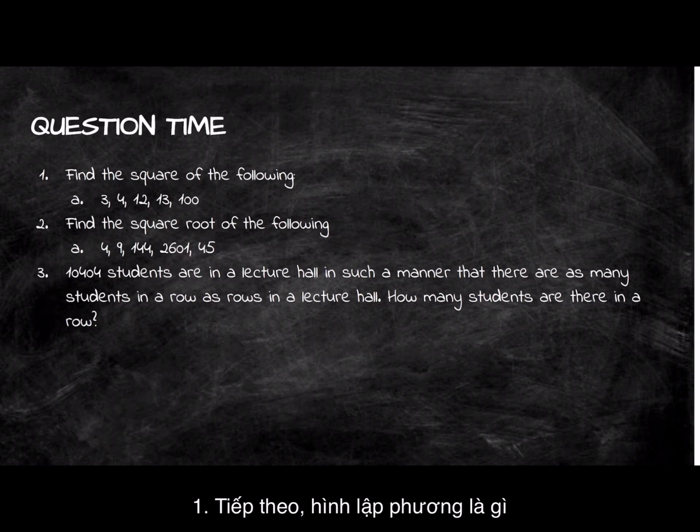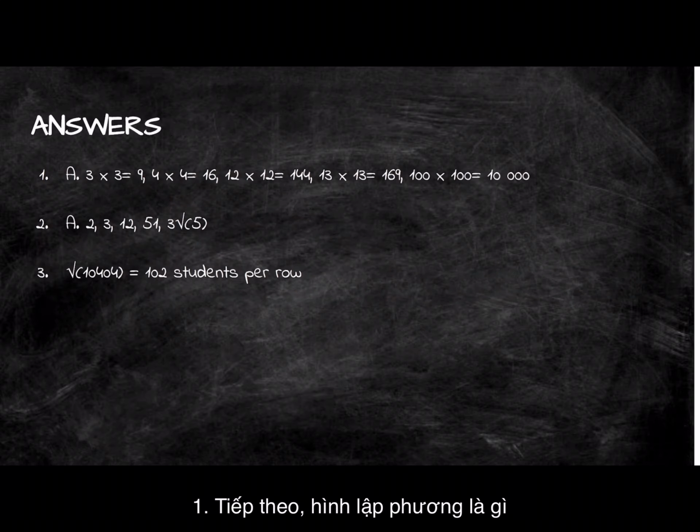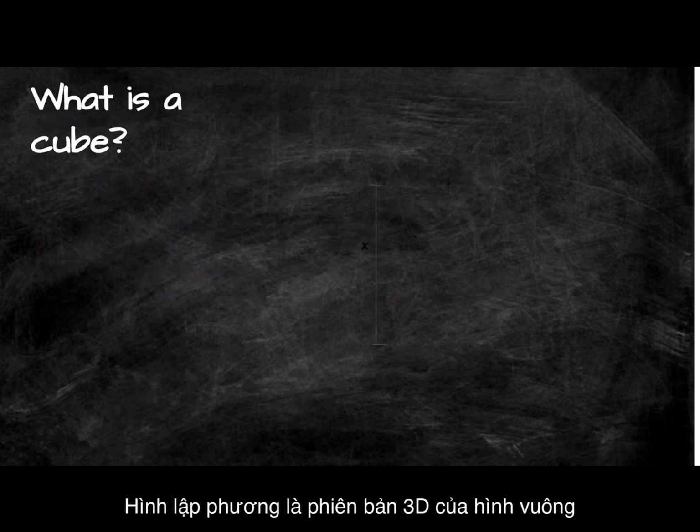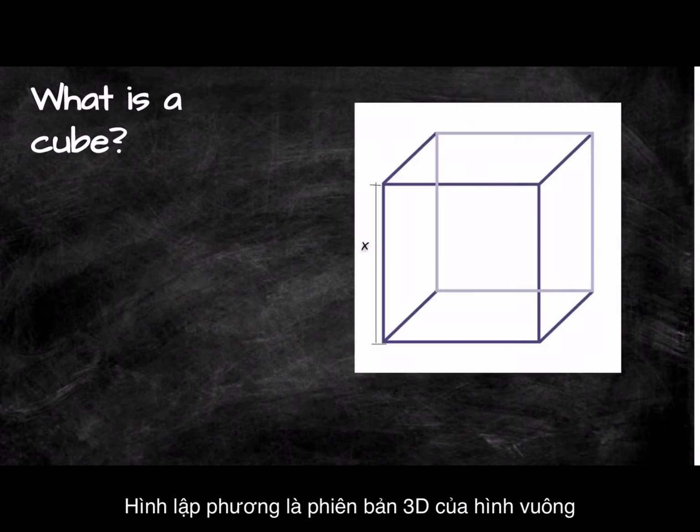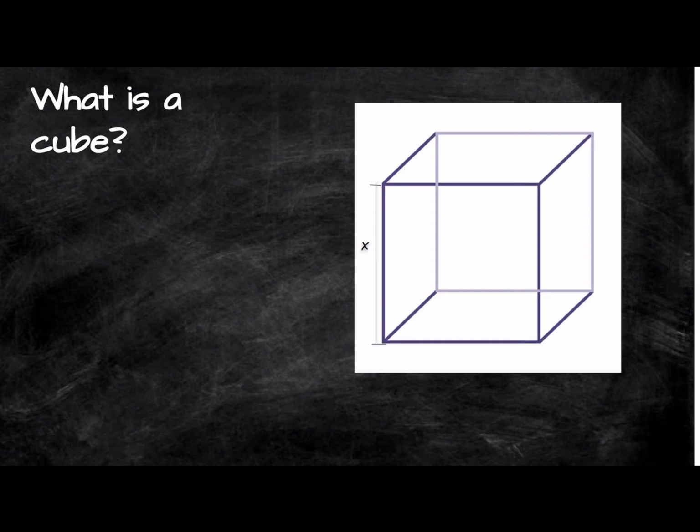Next up, what is a cube? Well, a cube is a 3-dimensional shape, the 3-dimensional version of a square. That is what a cube looks like.